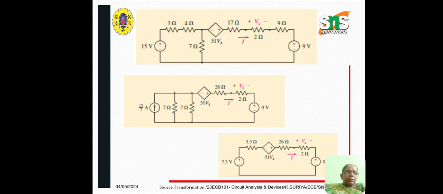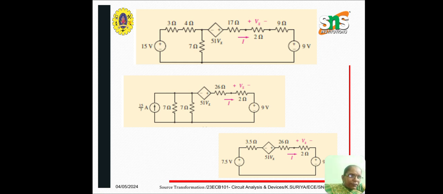So you can convert this 15 by 7 amps into a voltage source. So 15 by 7 into 3.5. So you'll be getting 7.5 volts. So the 15 by 7 amps and 7 ohms parallel combination is converted into a voltage source in series with the resistance, which is 7.5 volts and 3.5 ohms respectively. So from this we can write the loop equation and we can find out the current I.